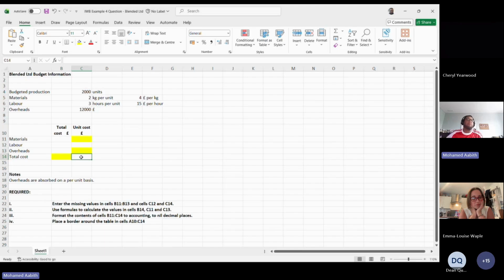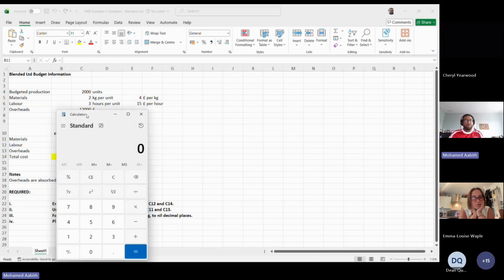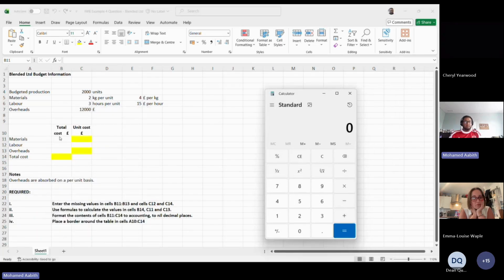But let me do a formula as well. In the exam, if they ask you to do a formula, make sure you do a formula. If they ask you to enter the missing values, that means they didn't ask you to do a formula. You just put in a number. So I'm going to get a calculator, and I'm going to follow what they ask us to do.